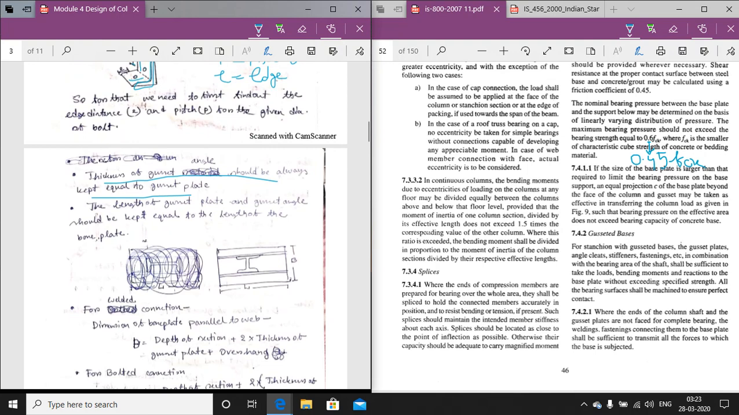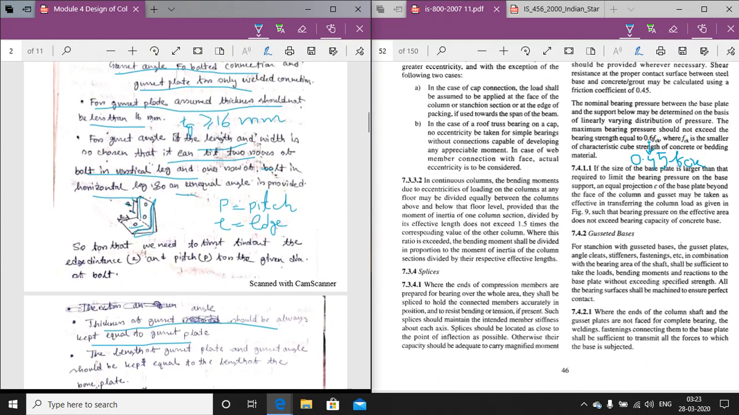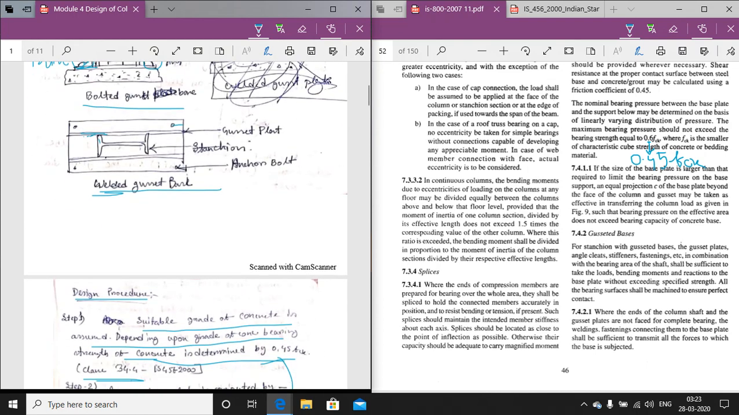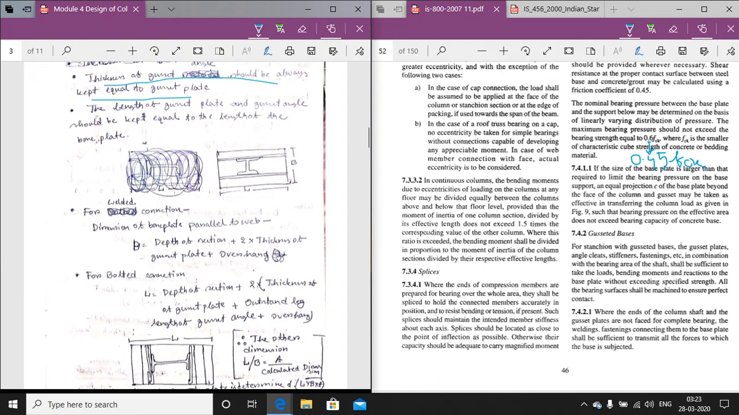Then coming to the length of the gusset plate, this is very much important. The length of the gusset plate and the gusset angle should be kept equal to the length of the base plate. That means if the base plate has length equal to L, then the length of the gusset plate and the length of the base plate will be the same value, like the base length of the base plate.